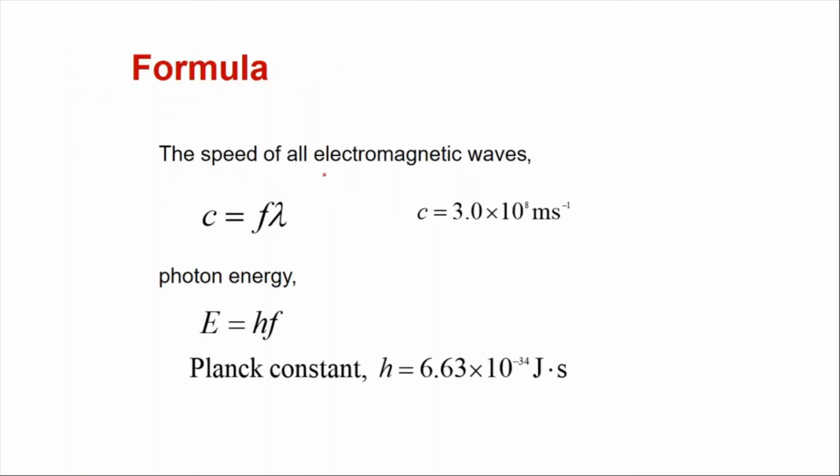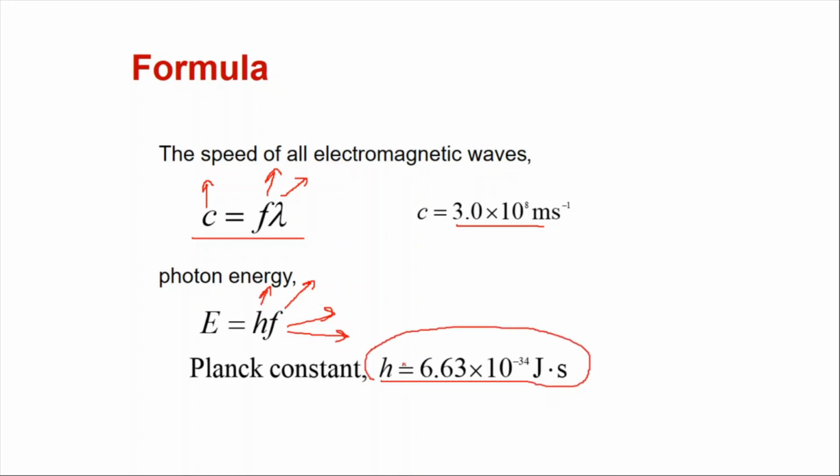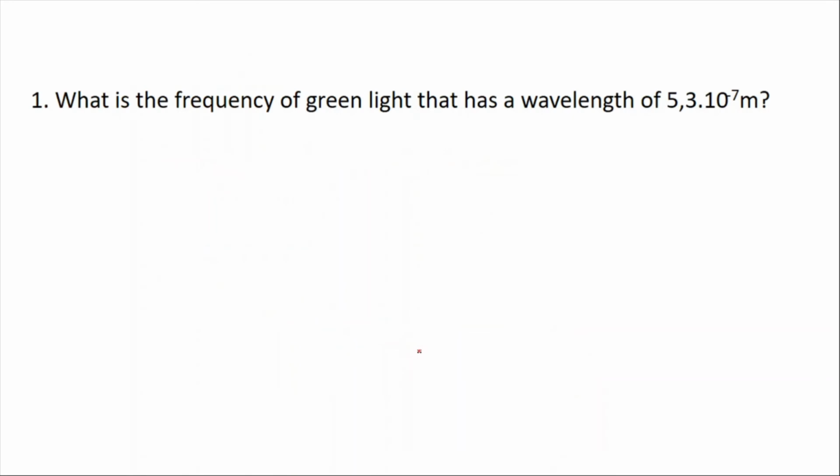The formula that we are going to use for the problems in this topic is c equals lambda f. c is the speed of light in vacuum. It is approximately 3 times 10 to the 8 meters per second. f is the frequency of the wave, and lambda is the wavelength of the wave. If you want to calculate the energy of an electromagnetic wave, you need to know its frequency, and multiply it with Planck's constant. It is given here.